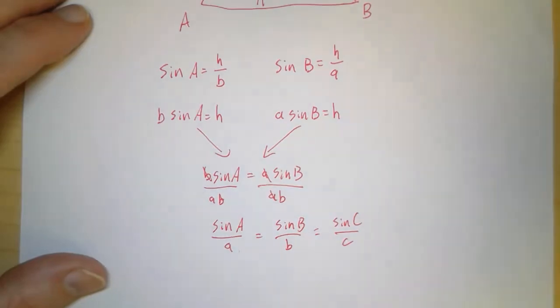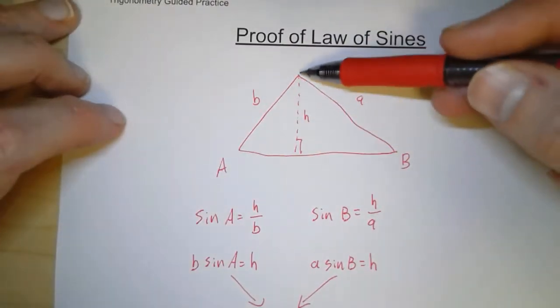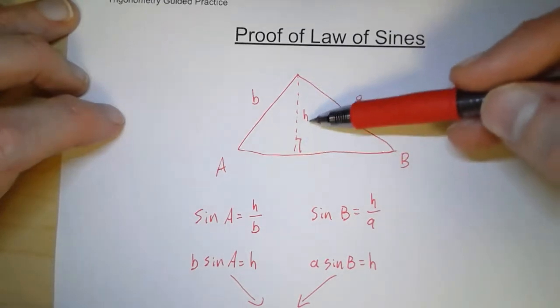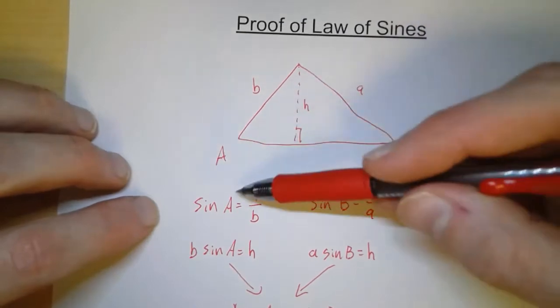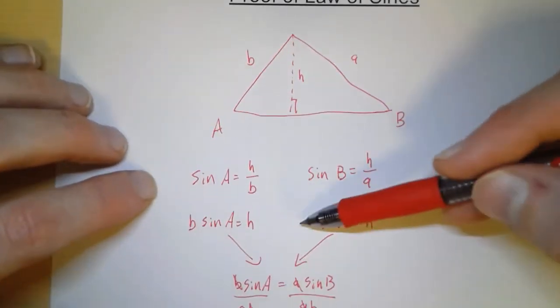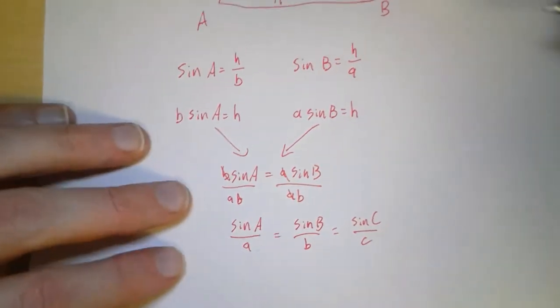And so this is where law of sines came from, by taking any triangle, breaking it up, and using the height as the pivot point, as it were, basically setting each of these trig ratios equal to each other. And by doing that, we got law of sines.